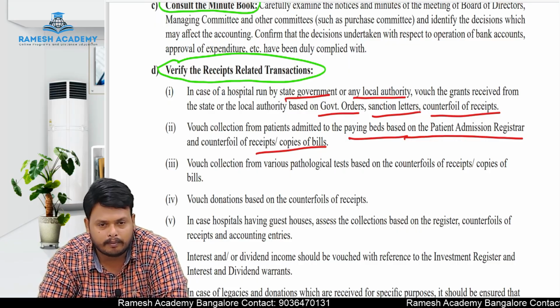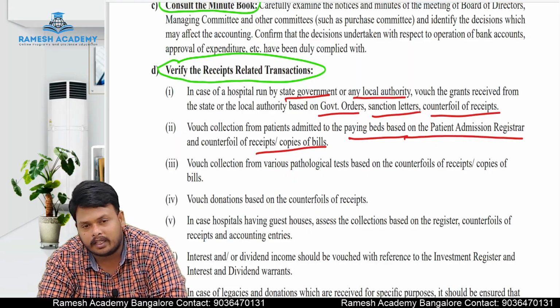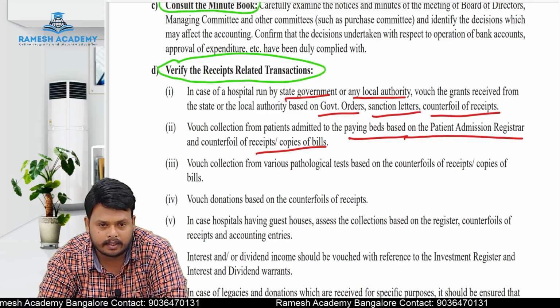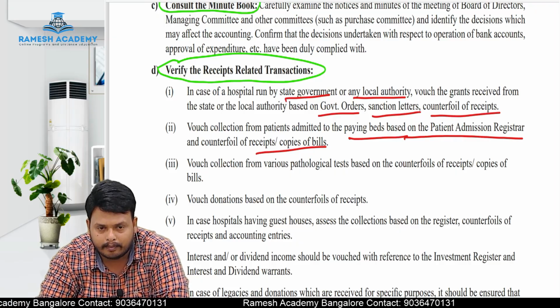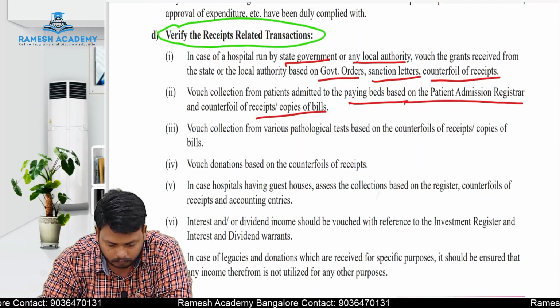Whenever a patient is admitted into the hospital, they will record all the details of the patient in the admission register. So the auditor has to collect the information from the admission register and verify it against the admission fees which are collected from the patient.